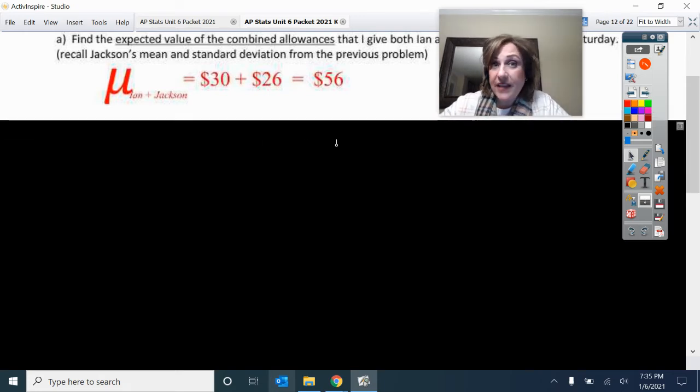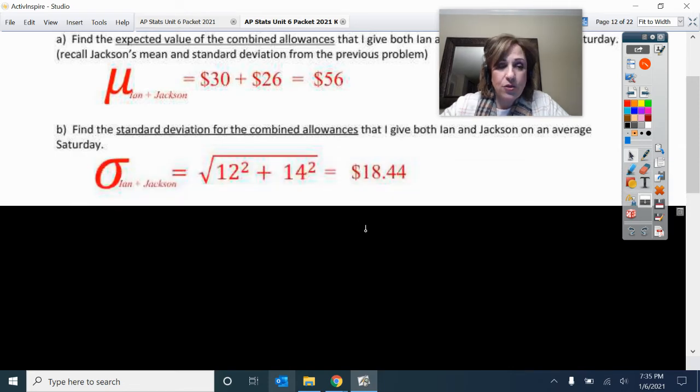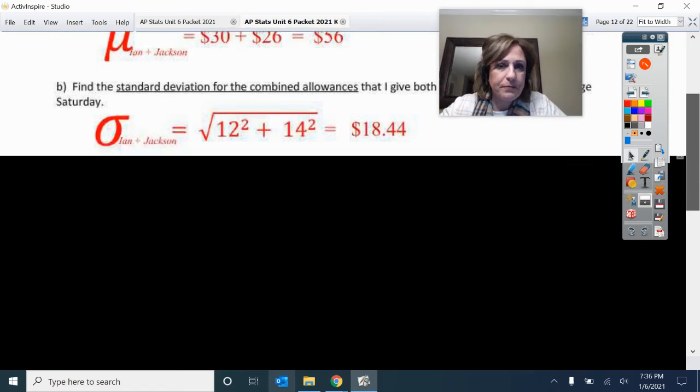And with what standard deviation? Those special rules: combine the standard deviation squared for Jackson plus the standard deviation squared for Ian. I wrote that backwards, but it's okay, same thing. Square rooting it, 18.44. So that's that variability. I'm thinking in terms of how frequently I need to plan for certain things or how varied it could be from week to week.